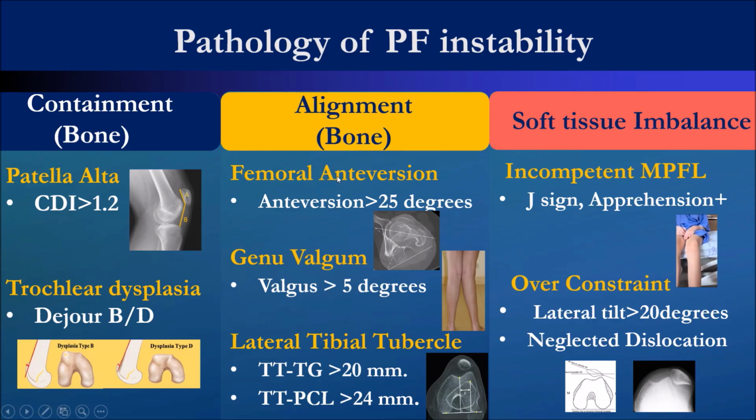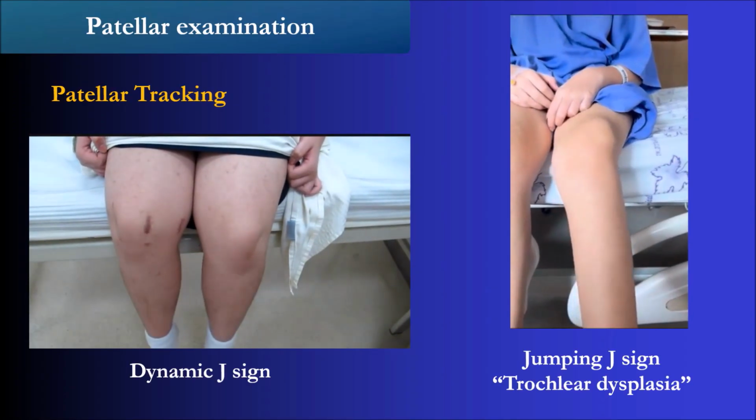So for the alignment, you need to fix the anteversion, if it is more than 25, genu valgum more than 10, TT-TG ratio or TG-PCL ratio more than 20 or 24. So these things you need to fix first. Take this picture, this is very important. And then you can balance the soft tissue later. Okay? If you have a tight lateral side, you need to release the lateral retinaculum, if the lateral tilt is more than 20 degrees, or you have a neglected dislocation. But if you have a dynamic J sign or jumping J sign, that means you have a problem of the medial patellofemoral ligament. Examination, first you need to look at the J sign.